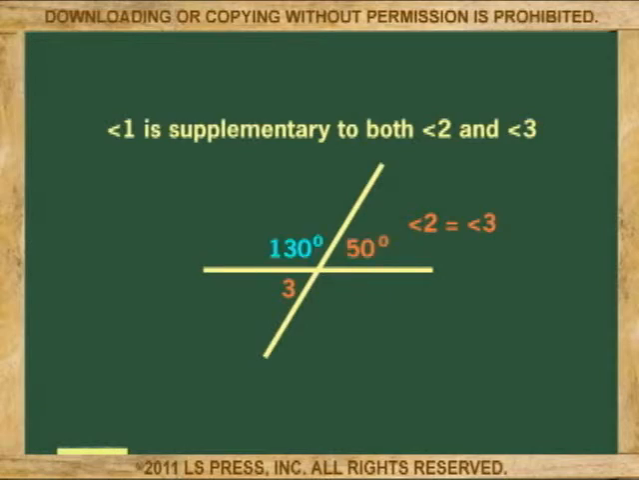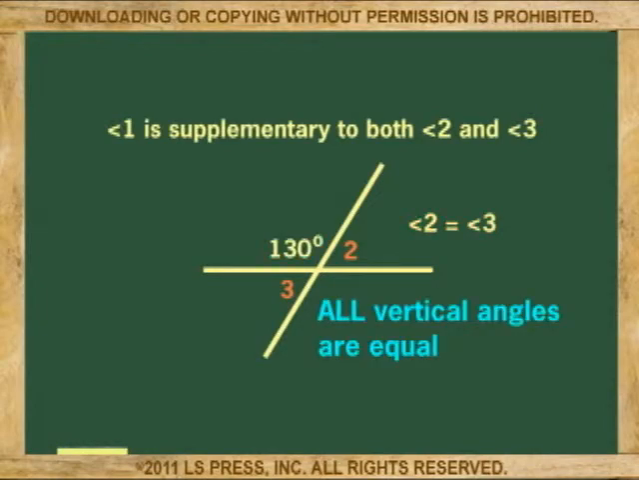For example, if angle 1 is 130 degrees, then angle 2 must be 50 degrees, because they are a linear pair. Now, because angle 3 is supplementary to angle 1, then angle 3 must be equal to angle 2, or 50 degrees. Notice that angle 2 and angle 3 are vertical angles. So if this happens every time two lines cross, then the vertical angles are supplementary to the same angle. Therefore, we could say with certainty that all vertical angles are equal.